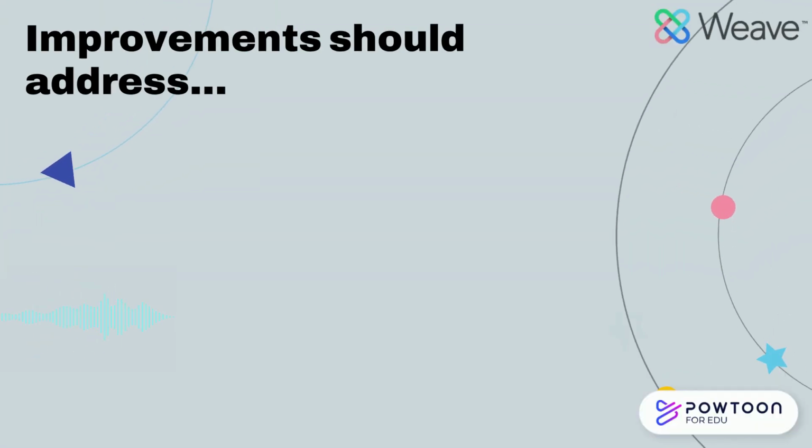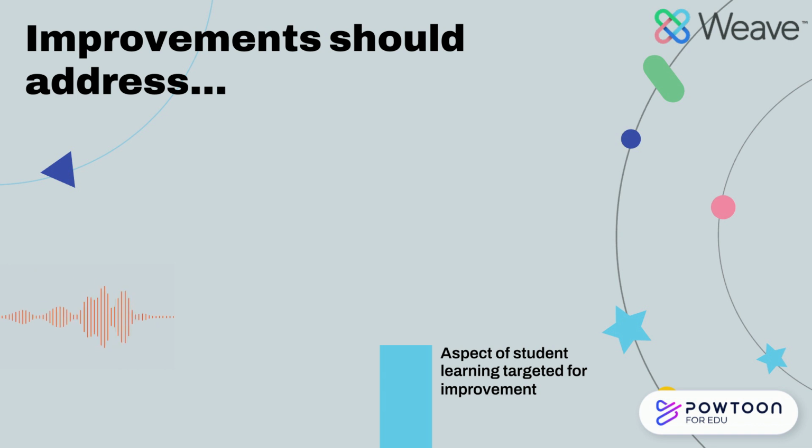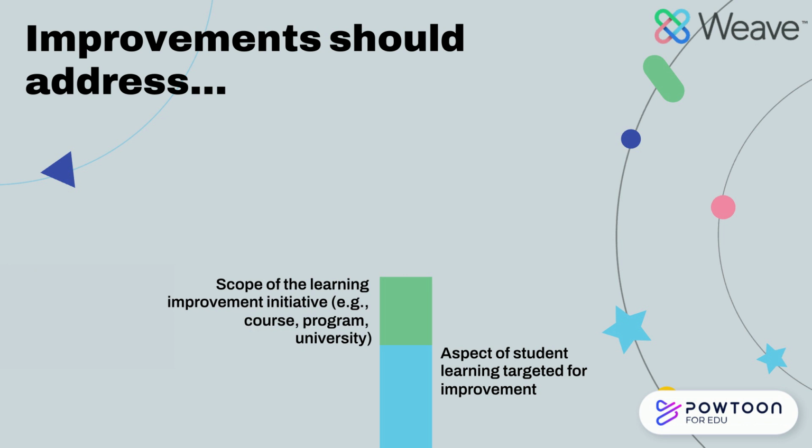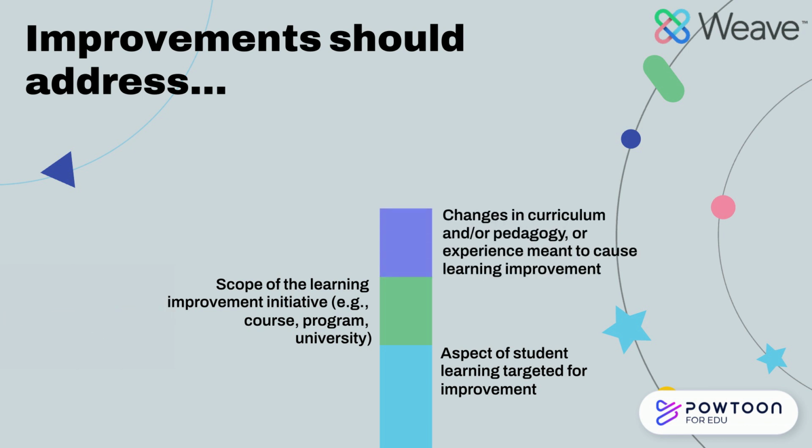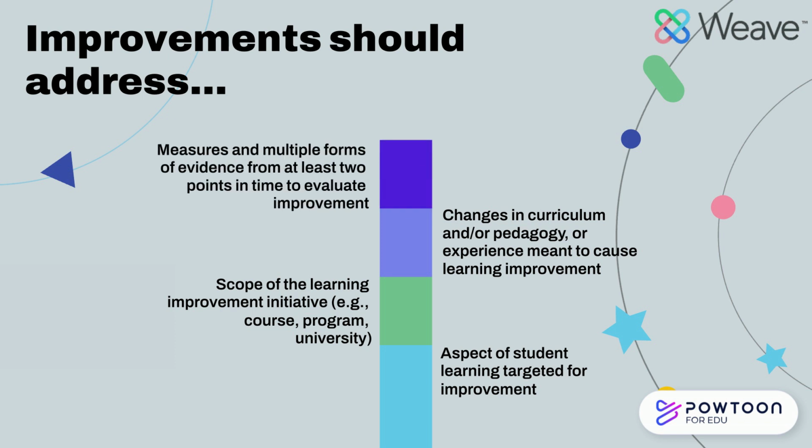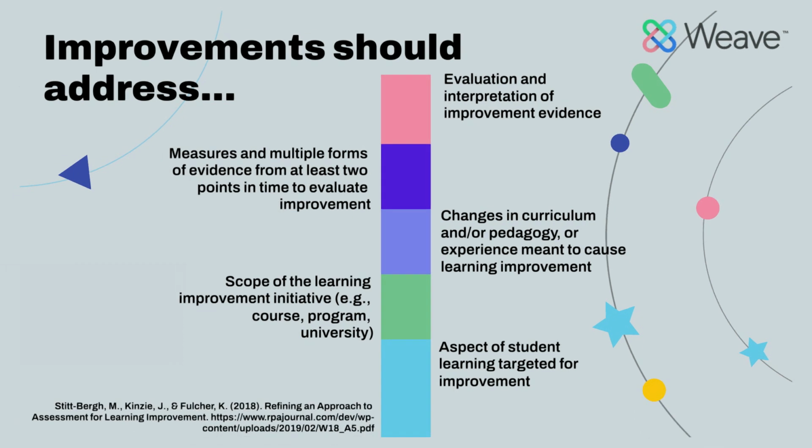First, they should address some aspect of student learning that is targeted for improvement, like writing skills or critical thinking skills. Second, there should be some type of scope included in the improvement. Is it at the course level, the program level, and so forth. Next is the improvement to the curriculum or pedagogy or the experience. Fourth, measures and multiple forms of evidence should be used to reassess how well the improvement is working. And then lastly, interpretation of the data to see if the improvement actually worked.